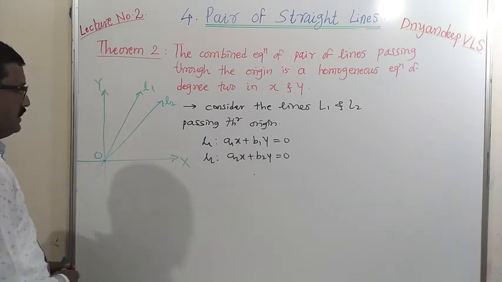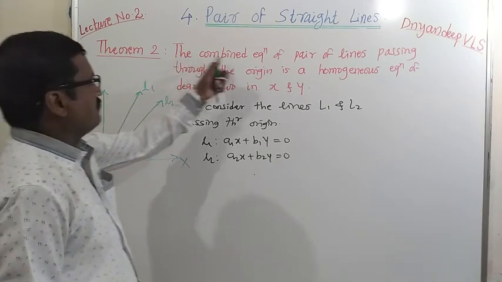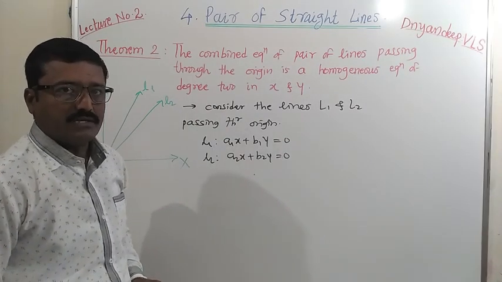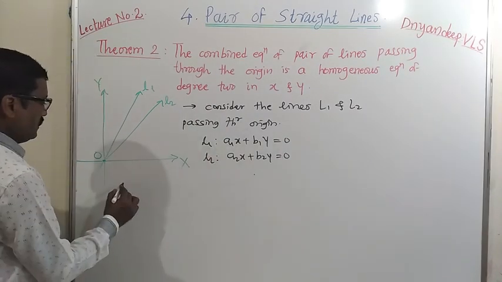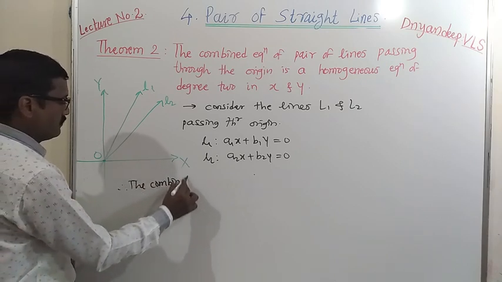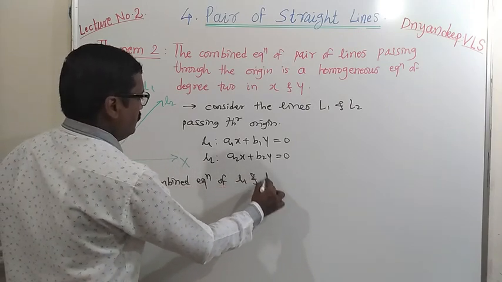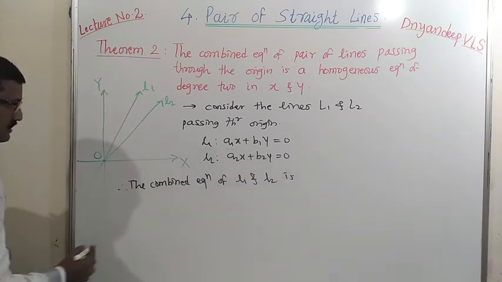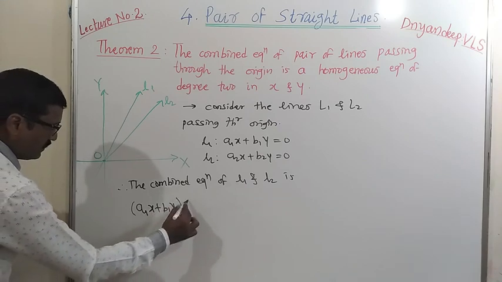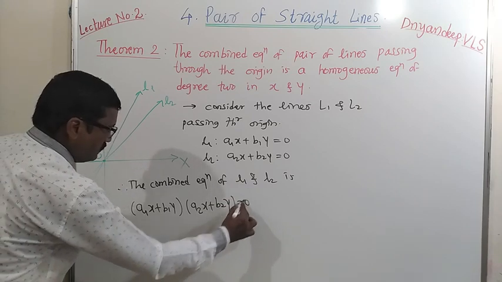Now, as these two lines L1 and L2 are given, what do we have to prove? We have to prove that the combined equation is a homogeneous equation of degree 2. We know how to find the combined equation of two lines. Now these are two lines, therefore the combined equation of L1 and L2 is a1x plus b1y into a2x plus b2y equal to 0.